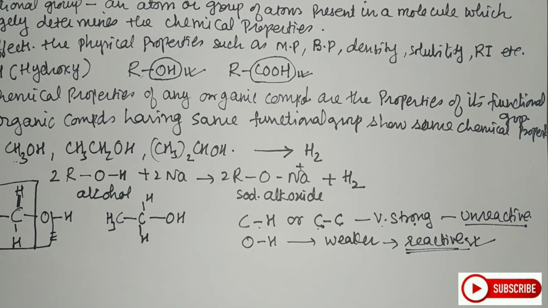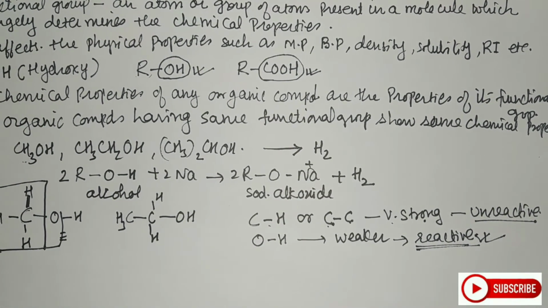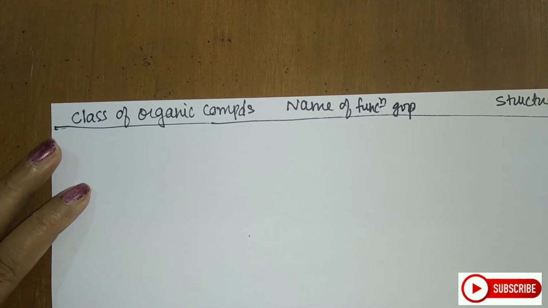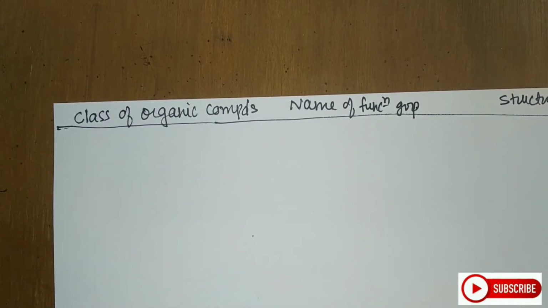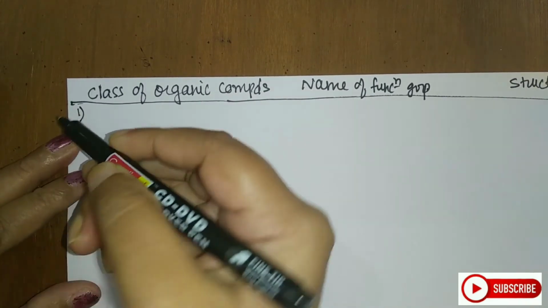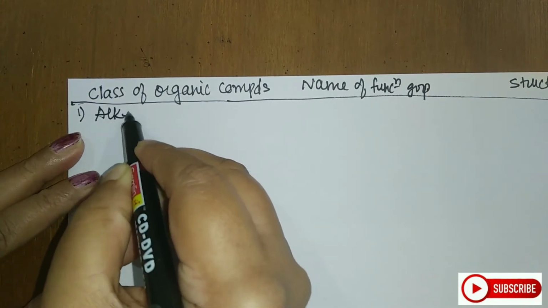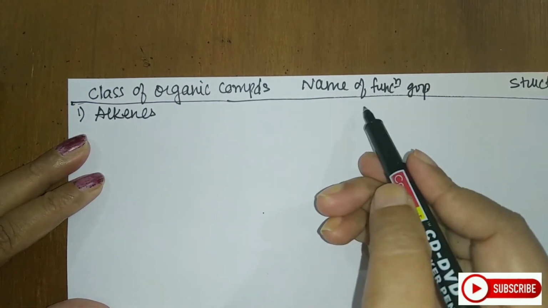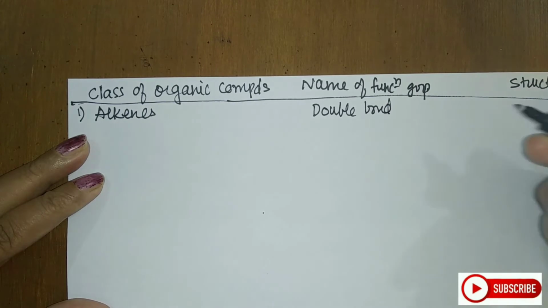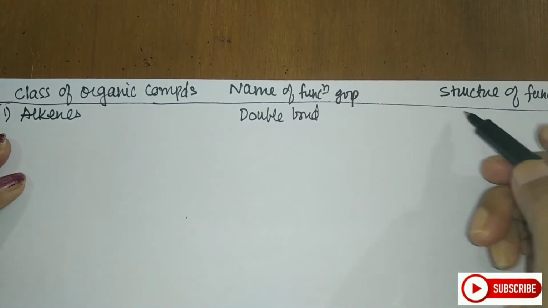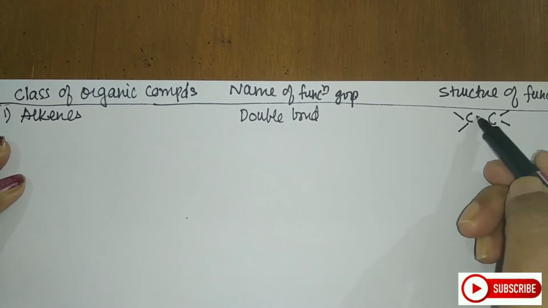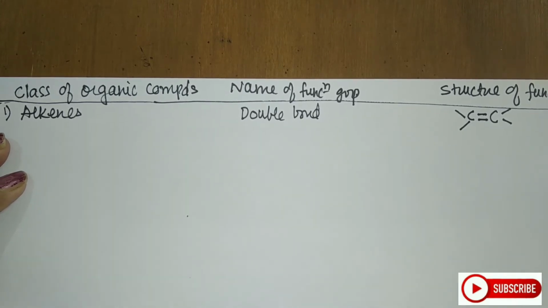Now some of the common functional groups that we are going to study. So let us take a quick glance at the organic compounds, their functional groups, and what the structure of the functional group should be. So the first class of organic compounds we have is alkenes. And what is the name of the functional group? We call this a double bond. To represent that, I am taking help of a carbon skeleton. So it will be carbon to carbon and the double bond is present here in this way. So this is the first functional group.